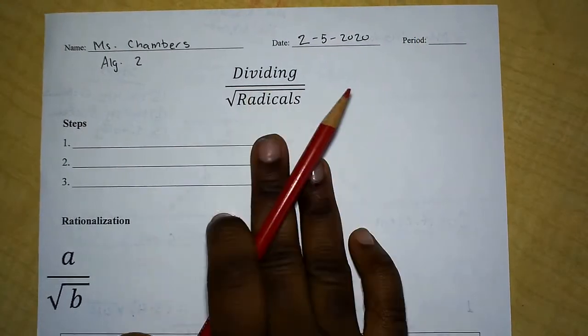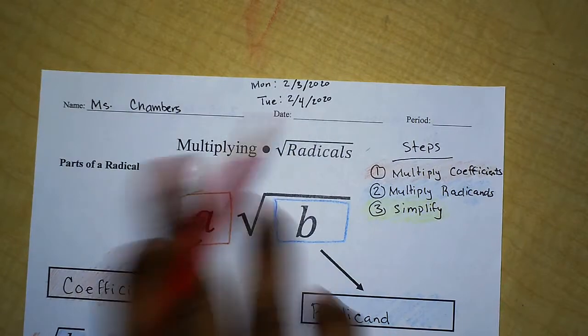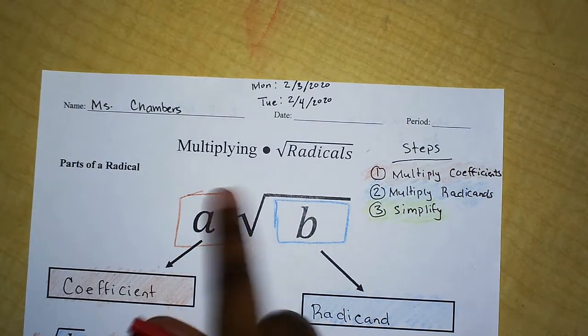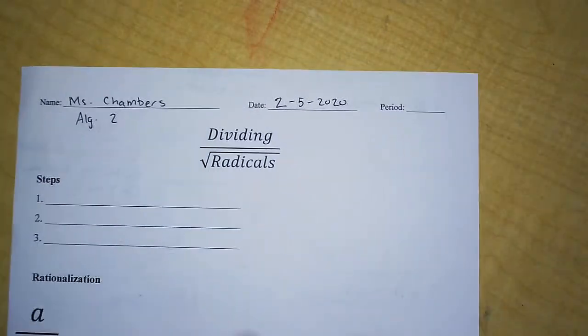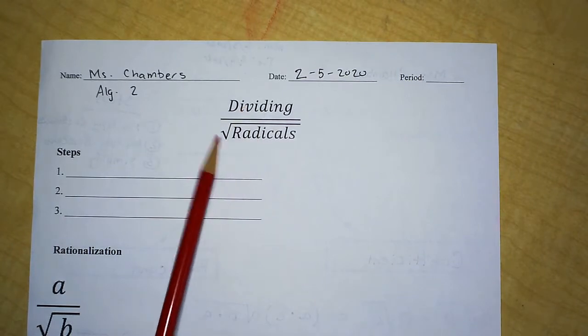If you did not look at my notes for multiplying radicals, then you need to stop what you're doing and go look at the last video on multiplying radicals, because none of this will make sense unless you get those notes. All right. So the steps for dividing radicals.